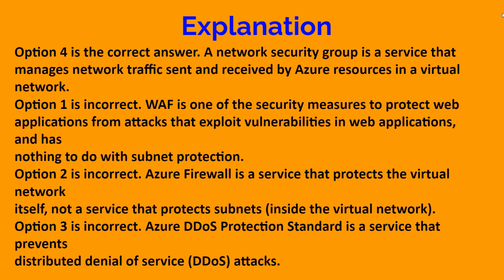A network security group is a service that manages network traffic sent and received by Azure resources in a virtual network. Option 1 is incorrect. WAF is one of the security measures to protect web applications from attacks that exploit vulnerabilities in web applications and has nothing to do with subnet protection. Option 2 is incorrect. Azure Firewall is a service that protects the virtual network itself, not a service that protects subnets inside the virtual network. Option 3 is incorrect. Azure DDoS Protection Standard is a service that prevents distributed denial of service (DDoS) attacks.